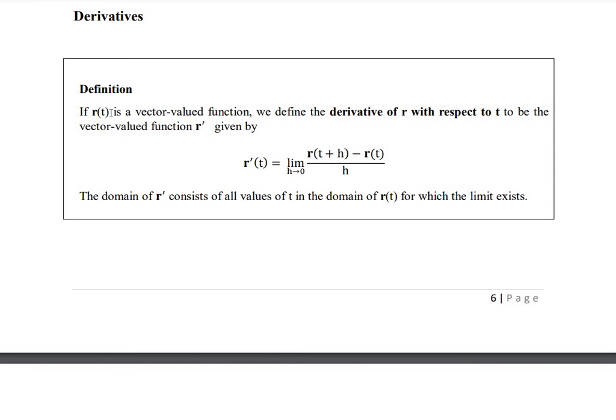Next one is definition of derivatives. Vector r of t is a vector valued function. We define the derivative of vector r with respect to t to be the vector valued function r dash, given by r dash of t equals limit h tends to 0 of [r(t + h) minus r(t)] divided by h. The domain of r dash consists of all the values of t in the domain of r of t for which the limit exists.